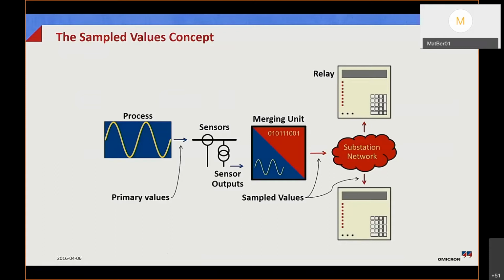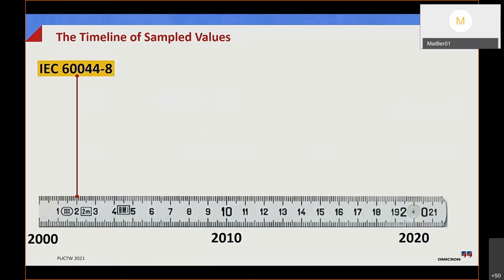Now, how did this come along? And it has quite a story behind it. And it started almost 20 years ago when IEC 644-8 was released. So when we say start, obviously this development of this standard was even earlier than the release date. We have clearly 20 years of sampled values history starting here on the left of this slide.